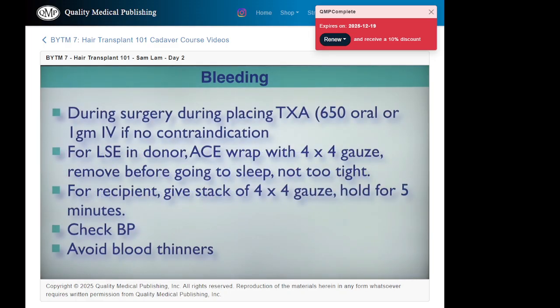Bleeding: if they're bleeding during the surgery, TXA, either an oral dose or an intravenous dose, is nice. For strip, if they're bleeding on the backside, you just put an ACE wrap and a 4x4 on it, and take it off before they go to sleep so it doesn't ride up on the grafts. Don't make it too tight, don't strangulate tissue, don't cause necrosis, but gentle, firm pressure can help minimize any oozing. It's usually venous oozing, not occipital artery. For recipient areas, if they're bleeding, tell them to hold pressure for 5 minutes with a stack of gauze, and then they'll stop. Or just recheck it. Of course, look for blood thinners and BP as etiology.